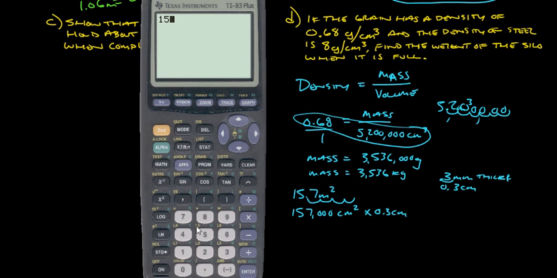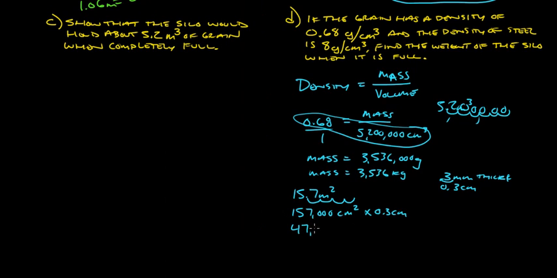Okay, so we do 157,000 times 0.3 gives us 47,100 cubic centimeters of steel, right? So that's our total volume, and again we know that the density of that is 8 grams per centimeters cubed.